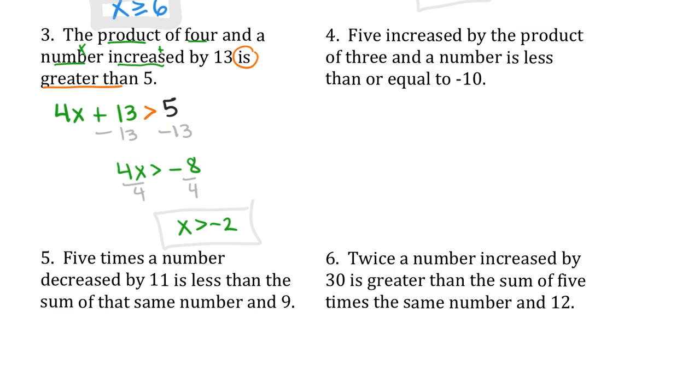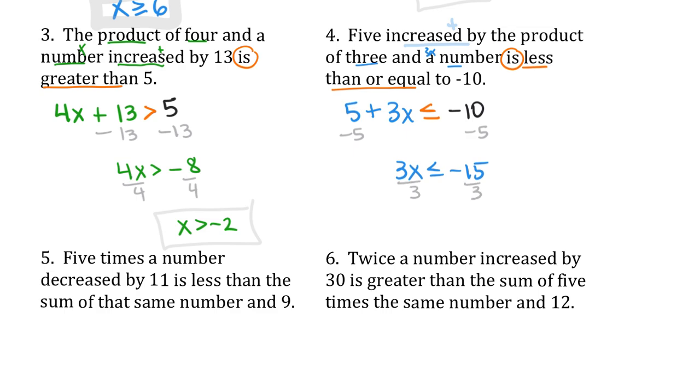Okay, let's read the next one. 5 increased by plus. Okay, so 5 plus product is times. So times 3 and x, 3x. Is normally tells me equals, but is less than or equal to. Less than or equal to negative 10. Let's go ahead and solve it. X is less than or equal to negative 5.